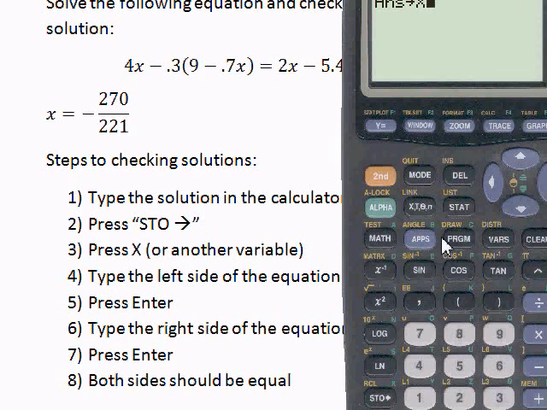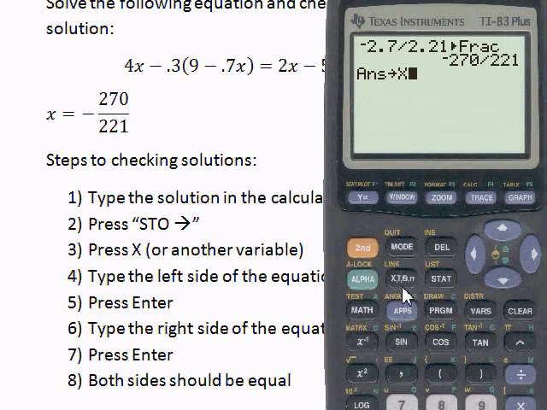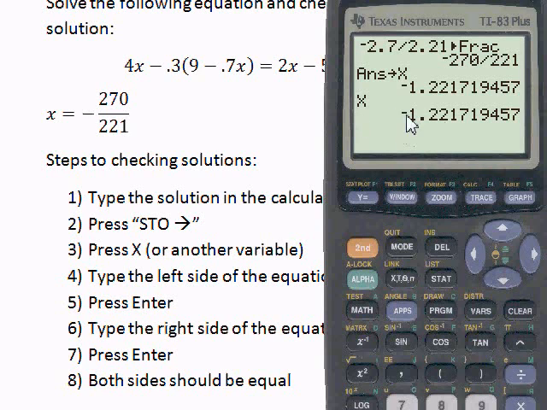So again, those buttons were STO, above your on button, you should see an arrow. ANS again means that we used our previous answer. And then we type the X button, which is located next to the alpha button, and we press enter. So what it did is it stored negative 270 over 221 as a decimal in for x. So every time the calculator sees x, I'm just showing you this, enter, it's going to show us negative 1.21719457, which is the decimal form of our answer.